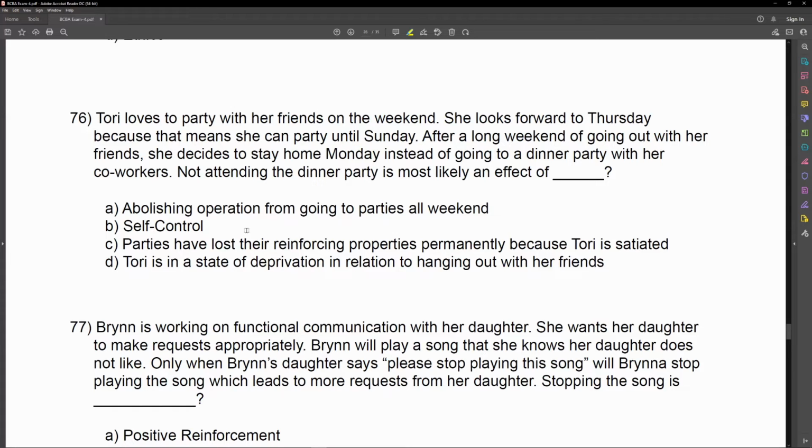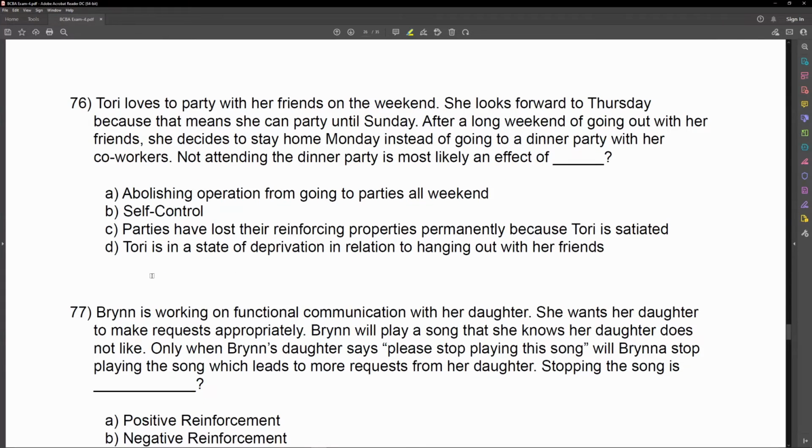C, parties have lost their reinforcing properties permanently because Tori is satiated. That word permanently throws this one out, right? Deprivation and satiation, abolishing operations, establishing operations don't permanently affect the value of reinforcers. They do so temporarily. So we have to eliminate this because parties might have lost their reinforcing properties, but not necessarily permanently. C is out. D, Tori is in a state of deprivation in relation to hanging out with her friends.